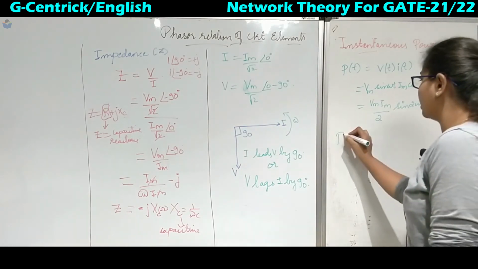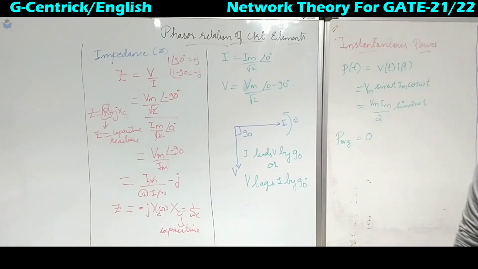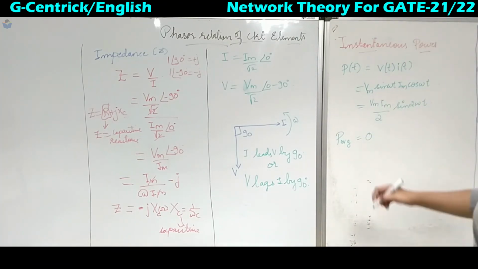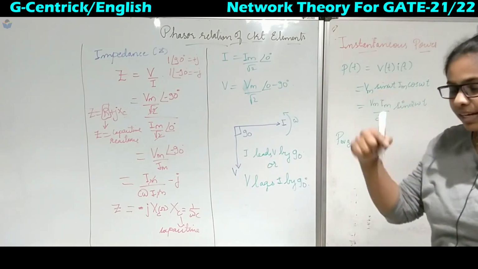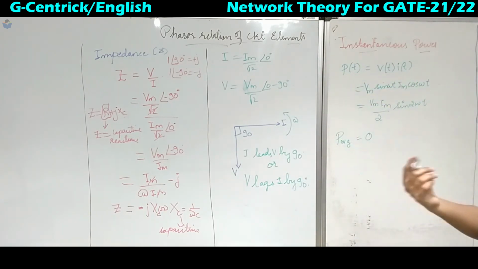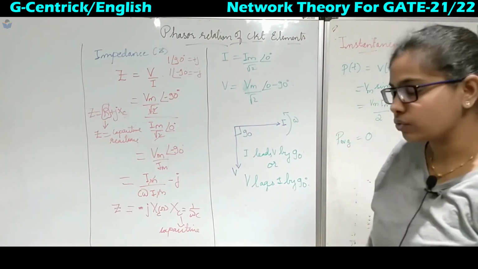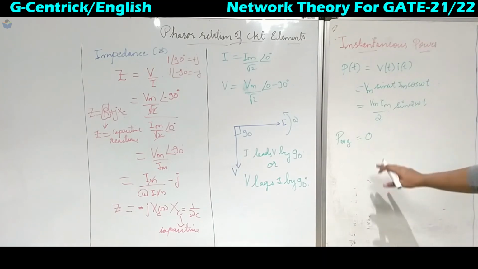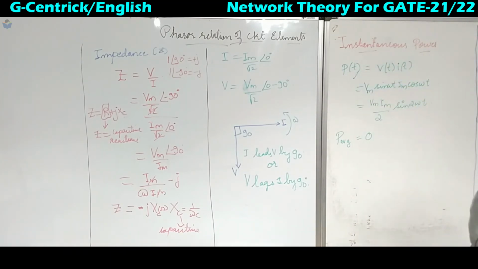Now if we take the P average, since it is the same formula as in the case of the inductor, the average power will also be 0. When we draw the graph of this, multiplied and divided by 2, you will get alternating plus and minus. When you take the average of the plus and minus sinusoidal wave, you will get an average value of 0. So this is the calculation for the instantaneous power at a given time t, and this is for P average.